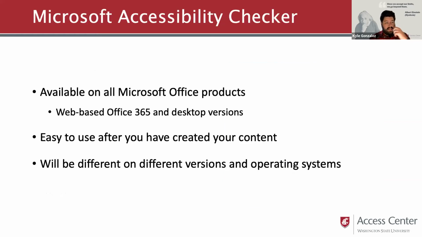So I've been talking a lot about all these things that you can do. The best way to learn how to use them is through the Microsoft Accessibility Checker. If you take away one thing from today's presentation, this is the one to remember. This will not only help you make your content more accessible within Microsoft Office, but it will actually show you step by step how to fix it in case there is something wrong. It's available on all Office products, including the web-based Office 365 and desktop versions.